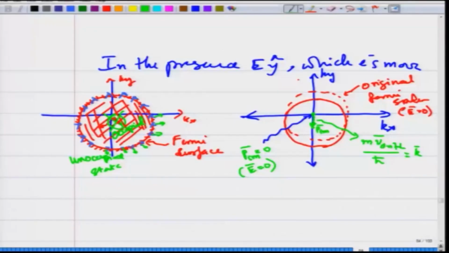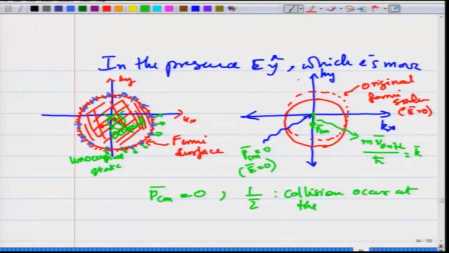And the moment there is a change in the center of mass, very soon these electrons will want to go back to the original P equal to center of mass 0 state. And so, the moment you have distorted it from the P equal to 0 state, collisions occur at the rate of 1 by tau, which tries to restore back the momentum. So, the collisions occur at the rate of 1 by tau.